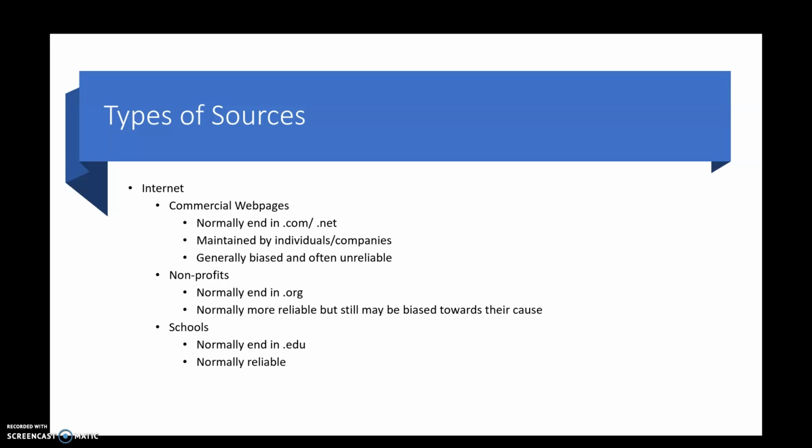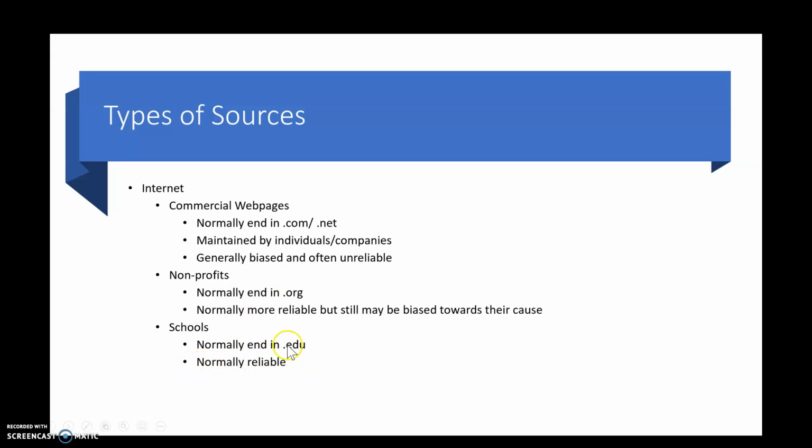Nonprofits normally end in .org. They normally are more reliable, but they often are still biased toward their cause. PETA, well, I don't know if PETA is a nonprofit anymore, but the People for the Ethical Treatment of Animals. Well, you can find a lot of information on animal treatment on PETA, but it's going to be geared toward what PETA wants you to believe rather than being unbiased.